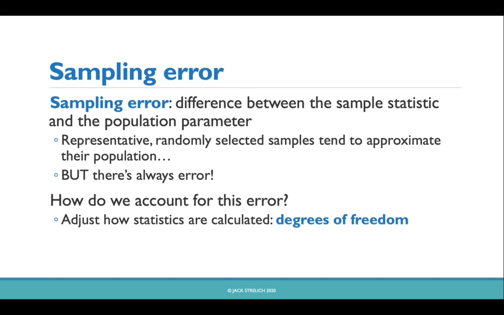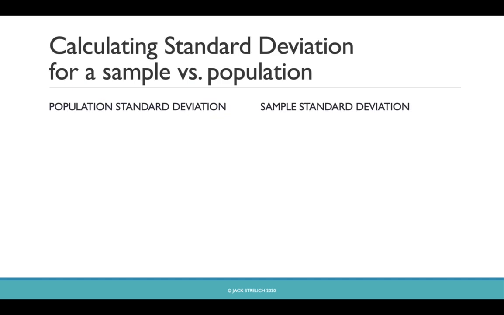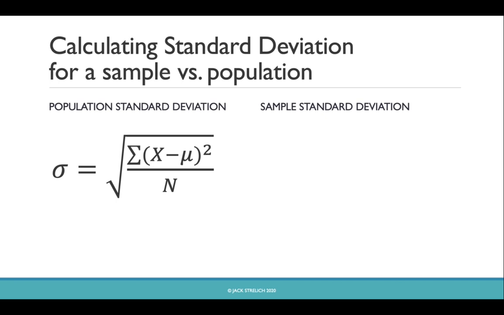One approach is to adjust how the statistics are calculated by using degrees of freedom. Let's talk a little bit about calculating standard deviation. How we calculate standard deviation changes depending on whether it's the parameter or the statistic. On the left, we see the formula for population standard deviation, and we can tell just by looking because the standard deviation is represented by sigma and the mean is represented by mu. N represents the size of the population, in other words, the number of x's. That bit in the top half of the fraction is the sum of squares. Dividing by n gives the population variance, and taking the square root of that gives us the population standard deviation.